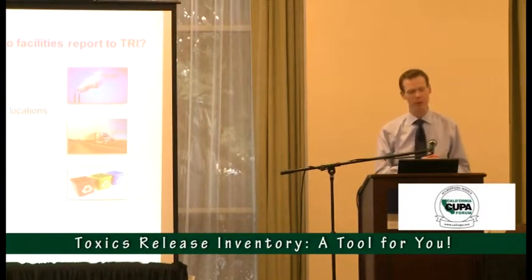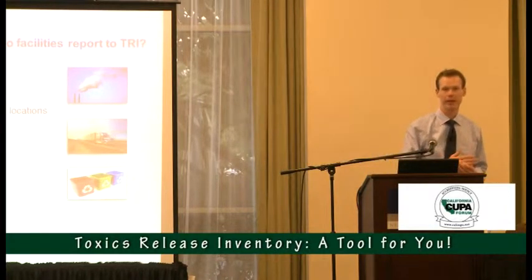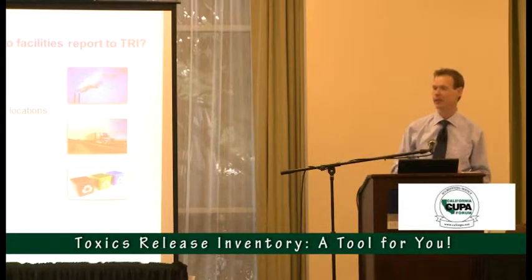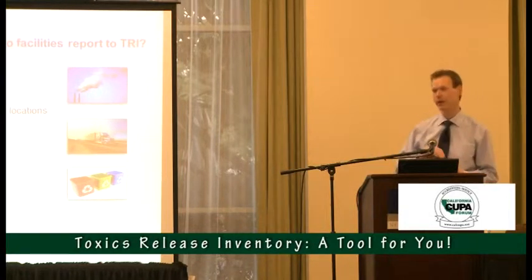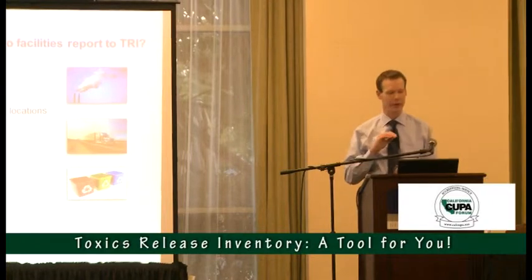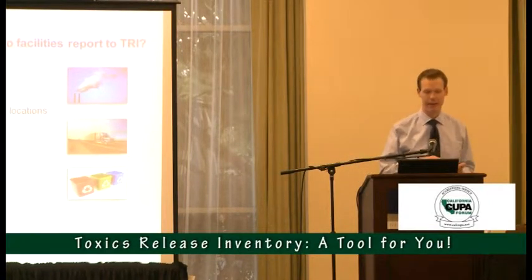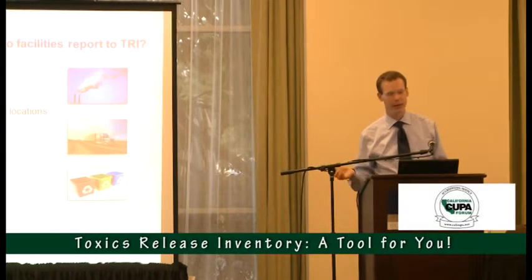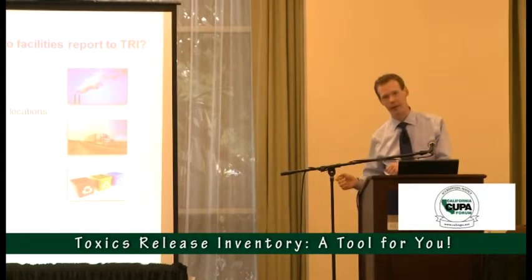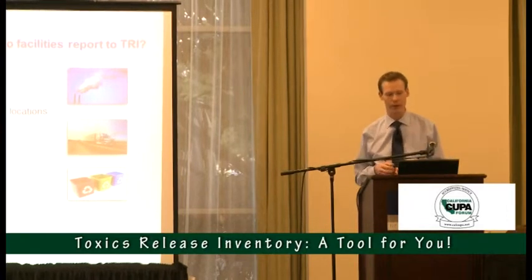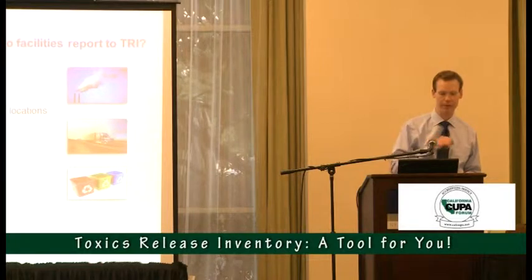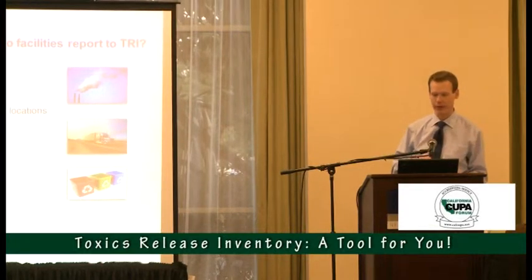What information is reported? Some of the information that's most used is the on-site releases of the toxic chemicals to the different environmental mediums, including air, water, land, and underground injection. In addition, there's transfers of these chemicals to off-site locations for further treatment or disposal. There's also waste management that's reported in the form of recycling, treatment, or energy recovery, and pollution prevention activities.